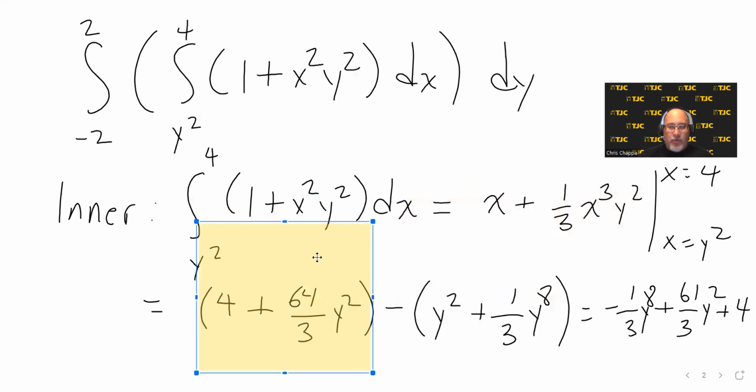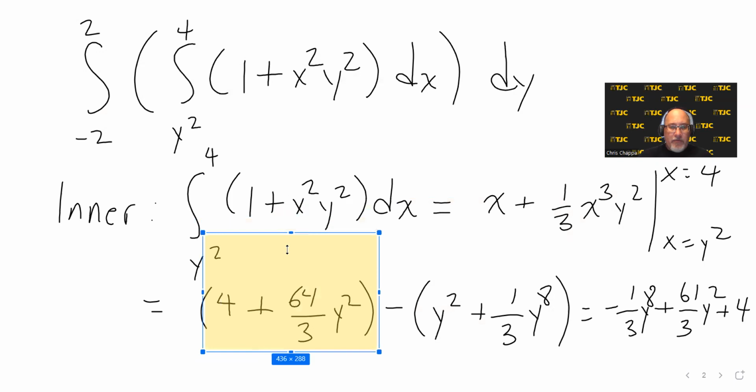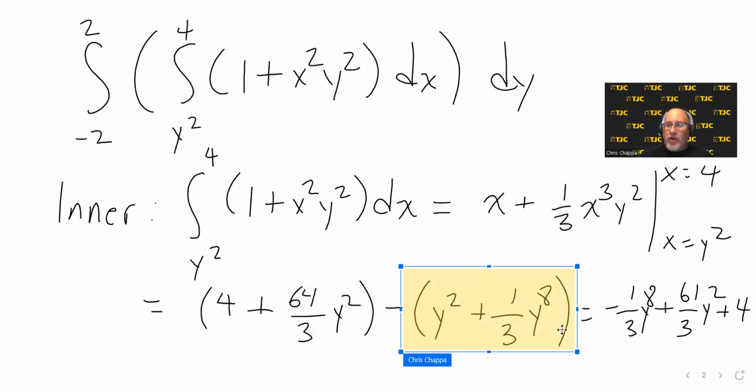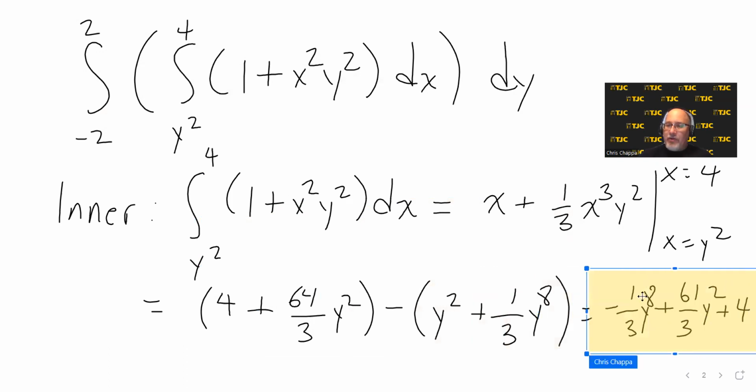When we put in x equals 4, we got 4 plus 64/3 y squared. When we evaluated at x equals y squared, we got y squared plus 1/3 y to the 8th. Upon distributing and combining like terms, we ended up getting -1/3 y to the 8th plus 61/3 y squared plus 4. And this will be a good opportunity for me to fix something that I did not fix earlier. I just want to make this 8th power a little further away from the 1, so it doesn't look like there's an 18 in the problem.